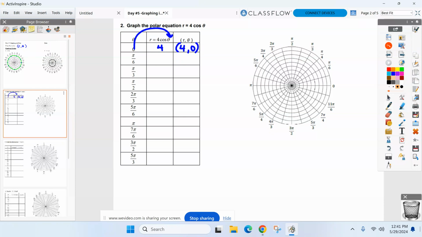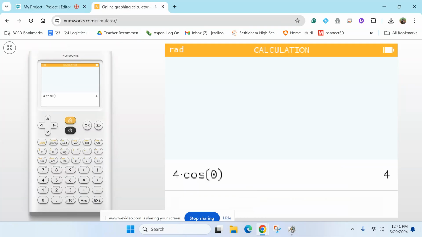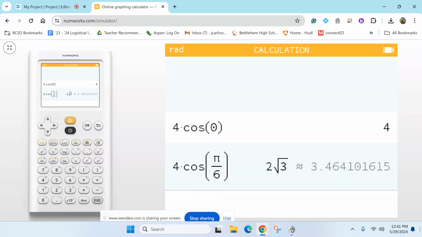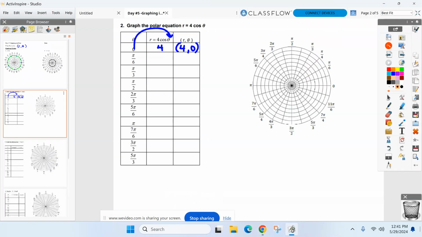Okay, so now you're plugging in pi over 6. So 4 cosine pi divided by 6. Make sure you're in radian mode again. We could just round to the nearest tenth here. About 3.5, that's fine. So 3.5 comma pi over 6.